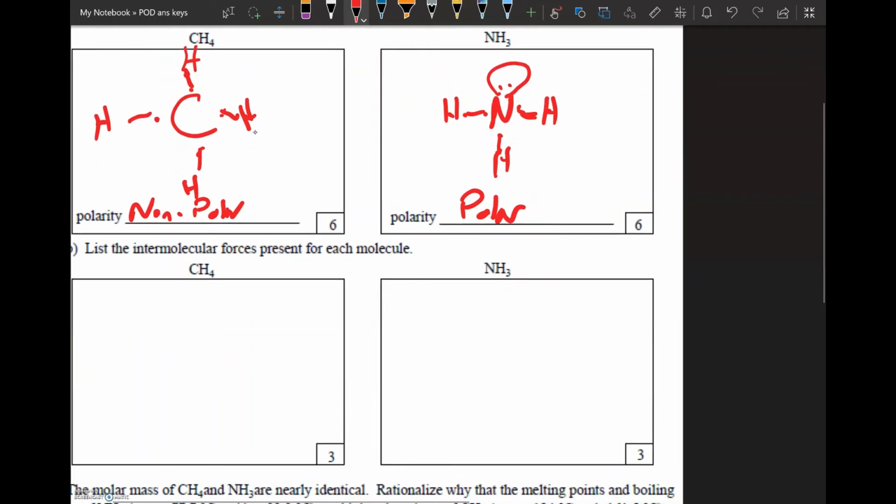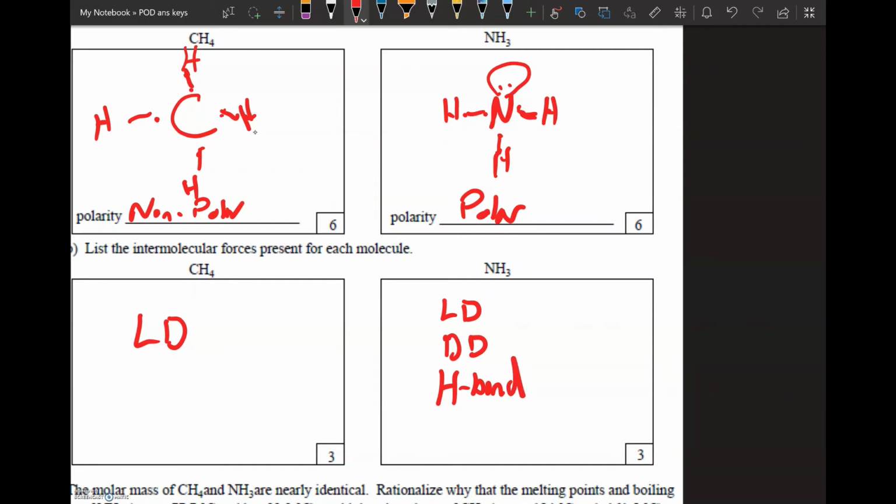Now, that helps us in determining the answer for part B, which is determining the intermolecular forces of attraction. So the first one, which is CH4, it's London dispersion. That's all it is because it's nonpolar. But for NH3, it's London dispersion, and it'll also be dipole-dipole because it has a polar bond. Alright, it's just a polar molecule. So if we pay attention to the definition of hydrogen bonding, it's got a nitrogen that's covalently bonded to a hydrogen, so therefore it also experiences H bonding.